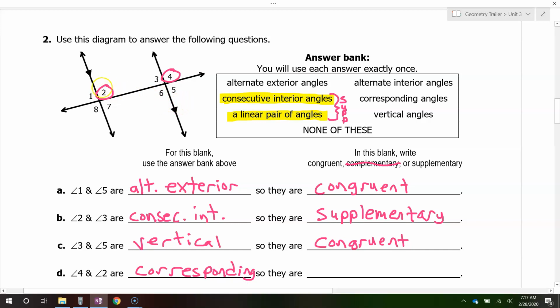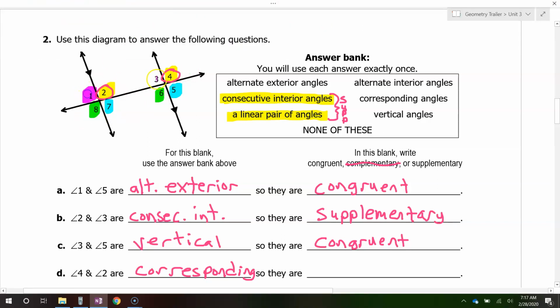Okay, corresponding angles are angles that are in the same position. So if you look at this group, these two angles are both in the upper right-hand corner, so they're corresponding. 7 and 5 are corresponding. They're both in the lower right-hand corner. 8 and 6 are corresponding. They're both in the lower left.